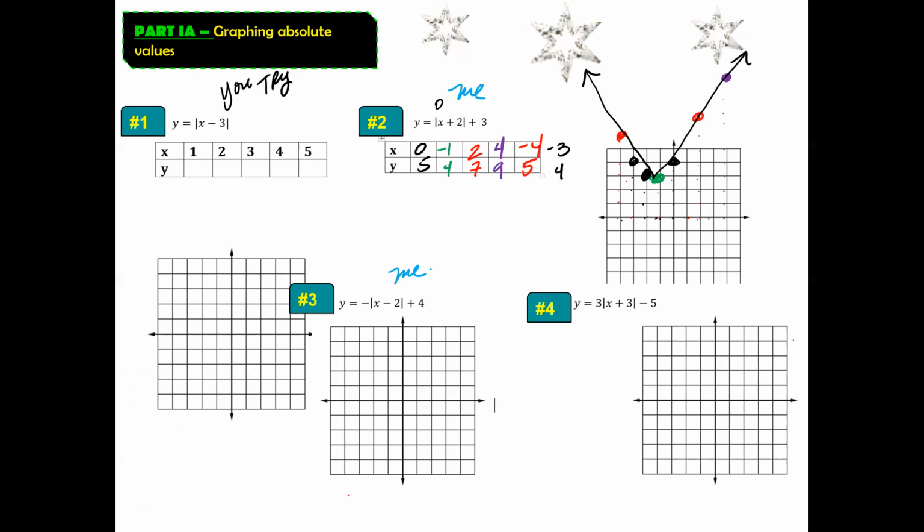Now let's take a look at number 3 and number 4. I'll go over number 3 with you guys. Looking at this, you're going to go up 4, 2 to the right, and it's going to be an upside down V. So 2 to the right, 1, 2, 3, 4. It's normal shaped. It's not skinny or wider. It's just a normal shaped absolute value. And that's your answer. So for number 4, I'm going to have you guys try that one. Pause the video.